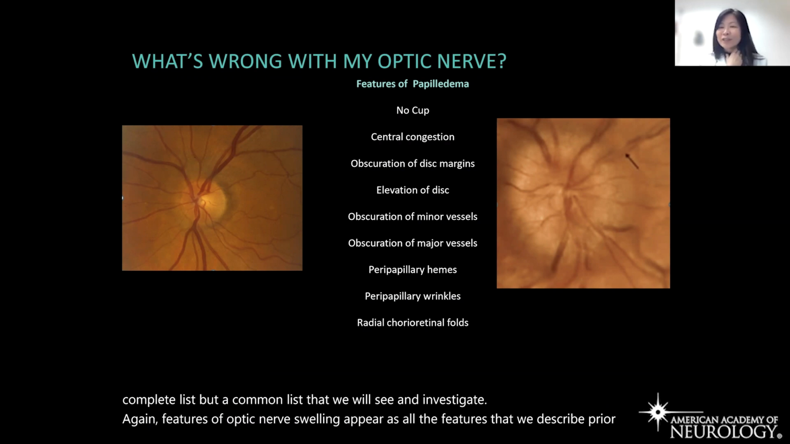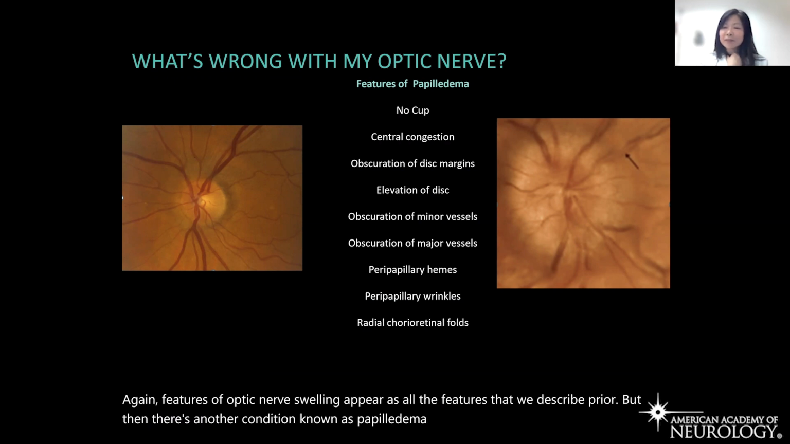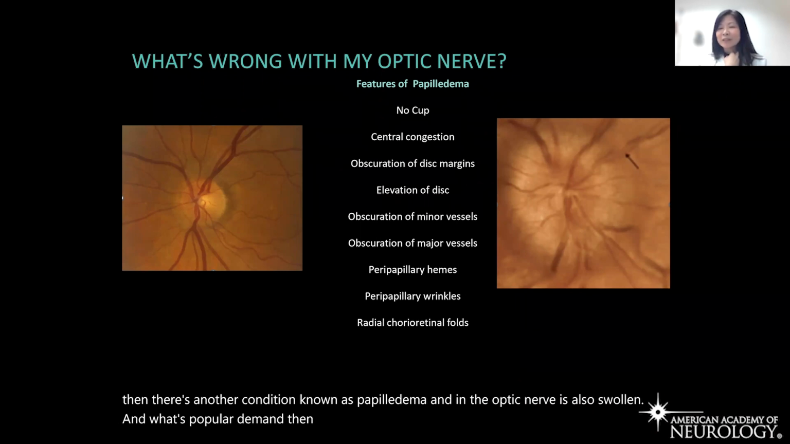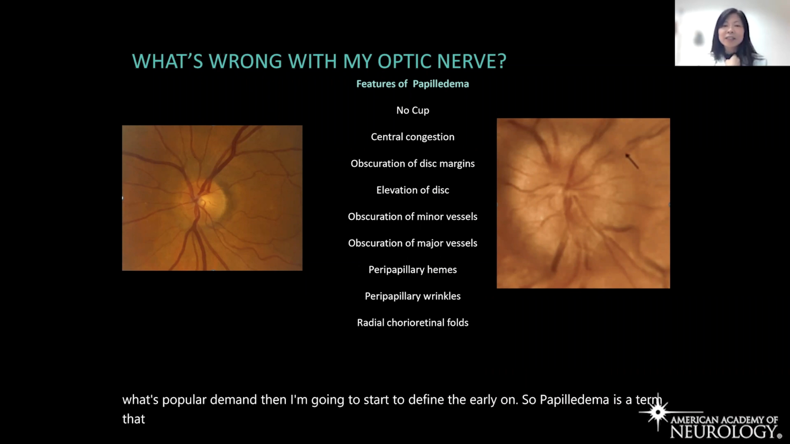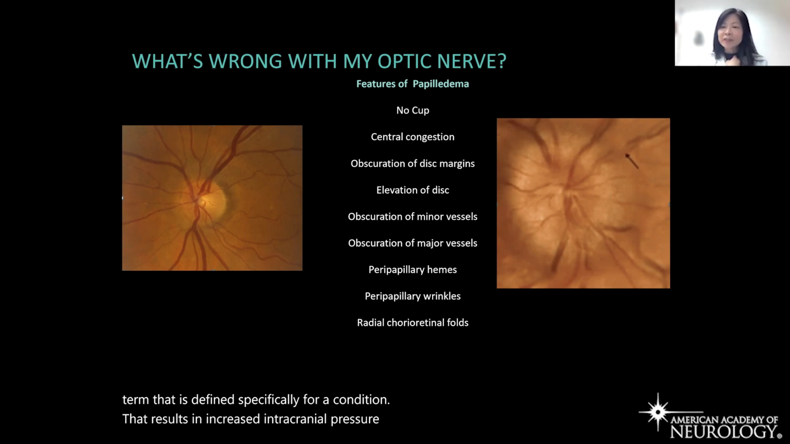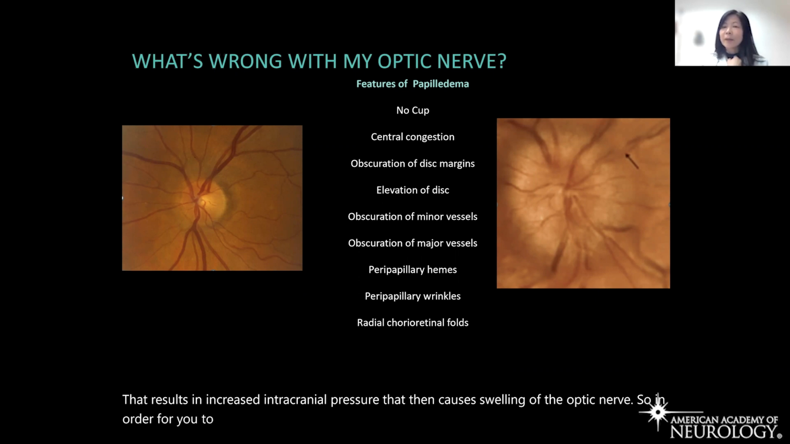But then there's another condition known as papilledema. In papilledema, the optic nerve is also swollen. And what's papilledema then? I'm going to start to define it early on. Papilledema is a term that is defined specifically for a condition that results in increased intracranial pressure that then causes swelling of the optic nerve. So in order for you to actually call something papilledema, you should actually know if there's increased pressure inside the brain first.